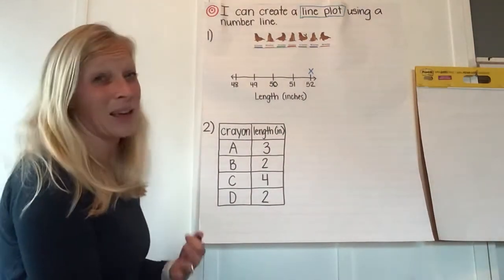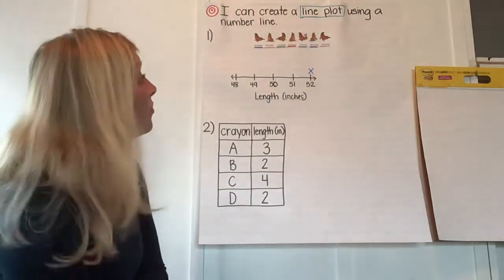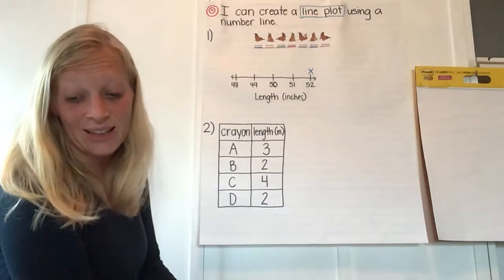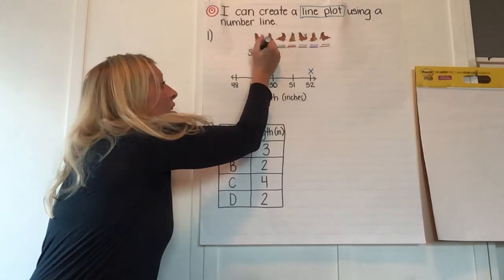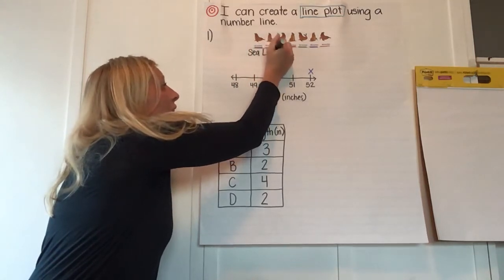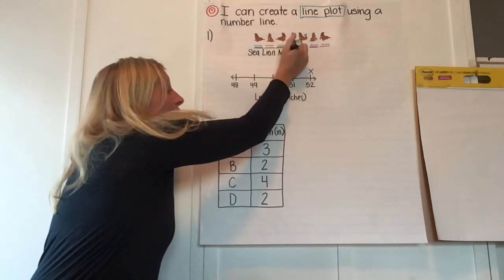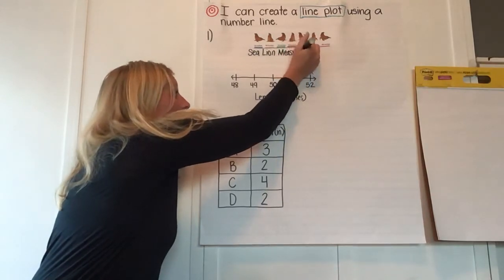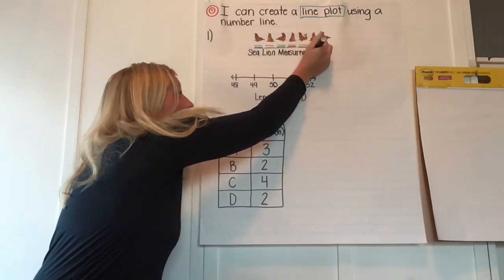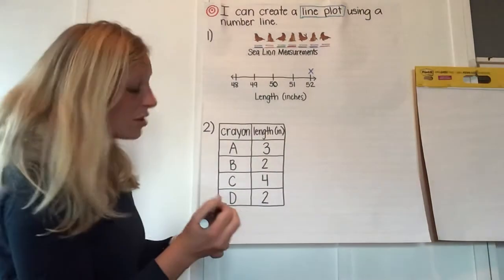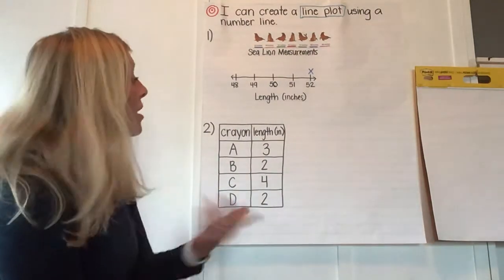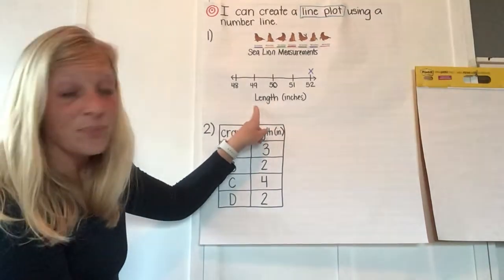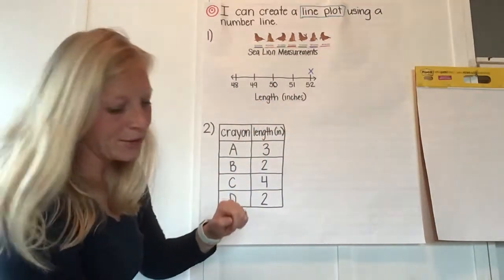And I'm actually going to give my line plot a title. Well, these are my sea lions, right? So I'm going to label it Sea Lion Measurements because that's exactly what I'm doing. These are the measurements of these sea lions. So that's the title of my line plot, Sea Lion Measurements. And the measurements are the length of it, and they're measured in inches.